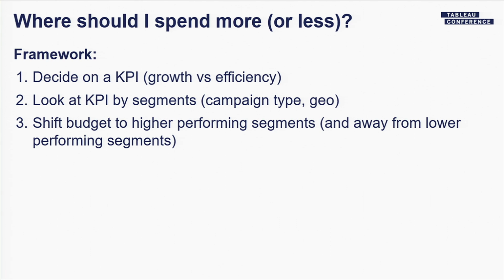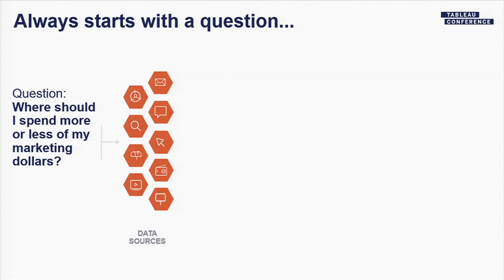And then finally, the last piece is kind of obvious, but I'm just going to say it anyway. Once you know which segments are higher performing and which segments are lower performing, the actual action that gets taken is that you then shift that spend from the lower performing to the higher performing segments. So, just a quick framework, and then back to the overall flow.